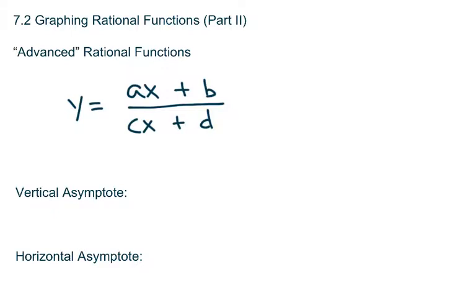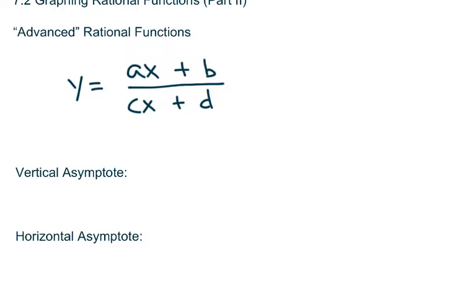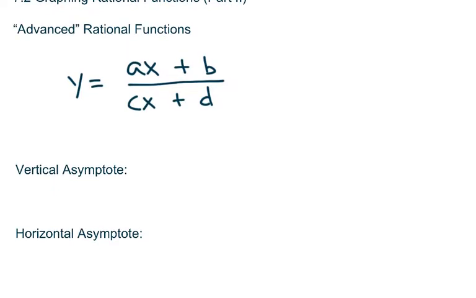Now, with these advanced rational functions, we're still going to have a vertical asymptote and a horizontal asymptote. But the way we find them is just slightly different. The vertical asymptote, since it's a vertical line, is going to start with x equals, and how we find it is we take negative d and divide it by c, or you can just put the negative sign out front. Negative d over c. Whichever one you want to make negative is fine, or you can do d over c and put a negative sign out front of it, that's fine too.